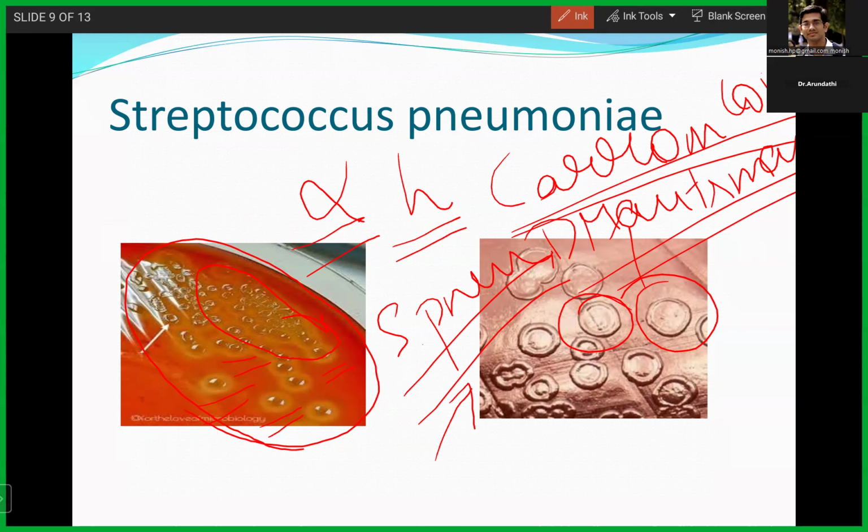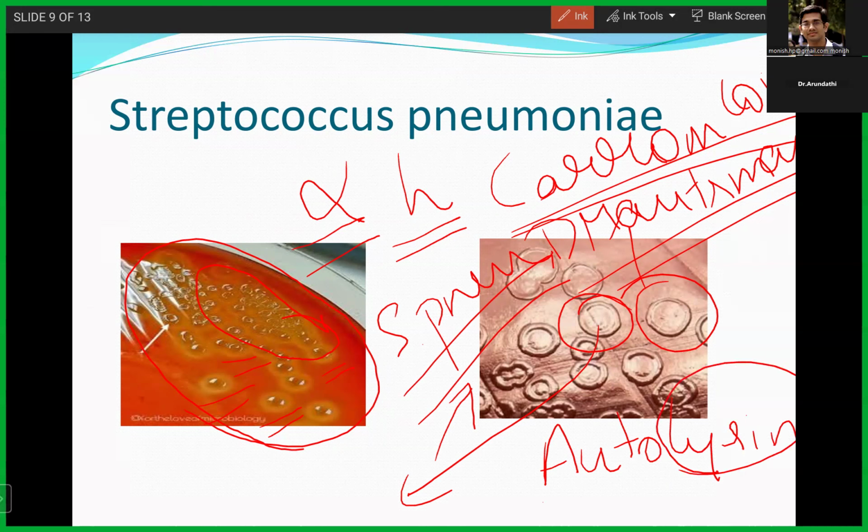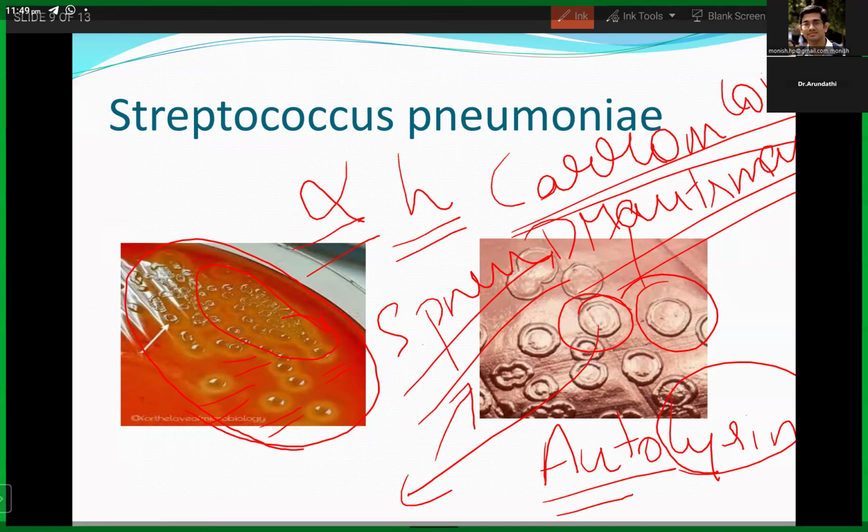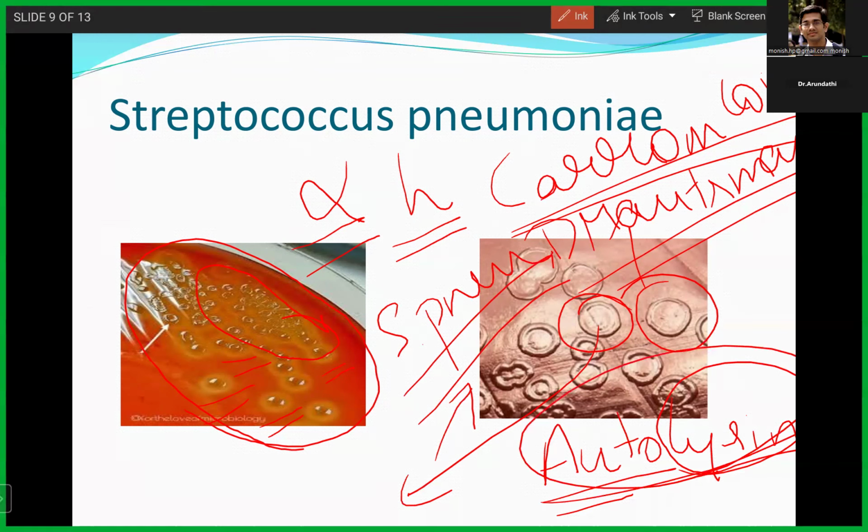But why does it result in this kind of colonies? Because it produces an enzyme called autolysin. So called because the organism lyses itself. Auto means what? Itself. Lysin, lysis. The organism lyses its own cell wall. Therefore, it is called autolysin, also named as amidase.